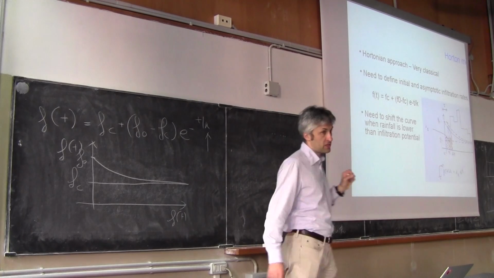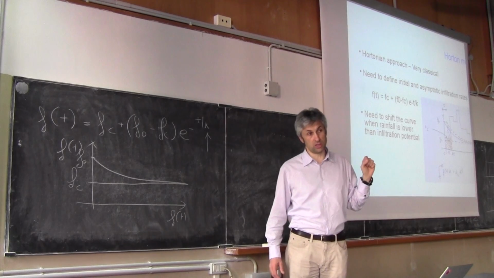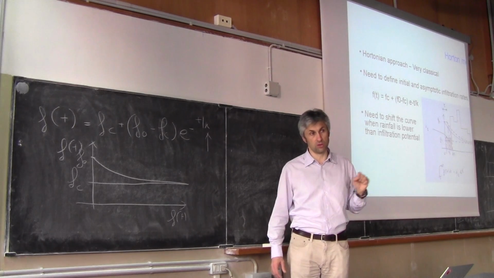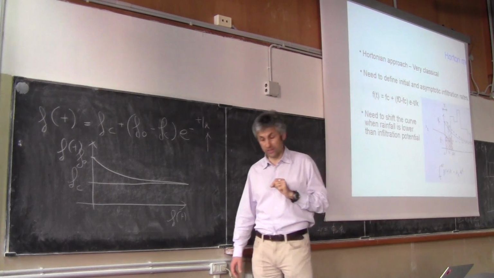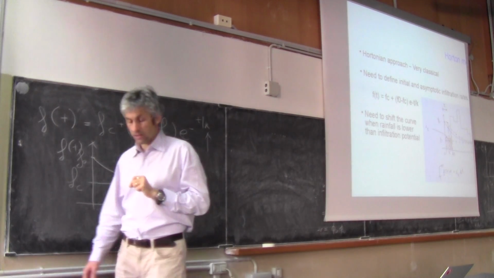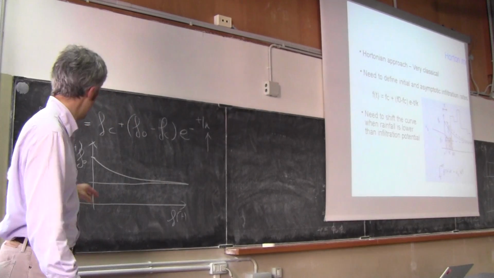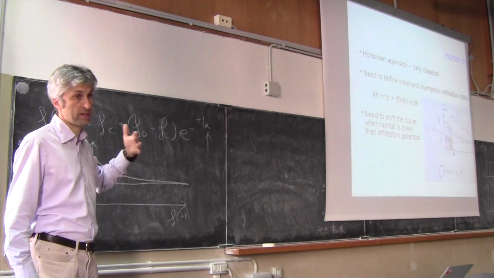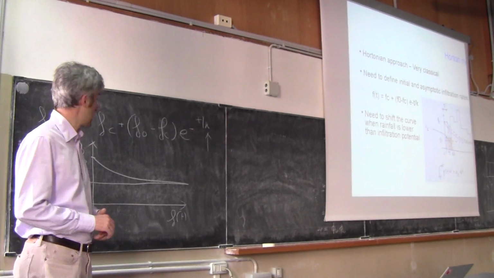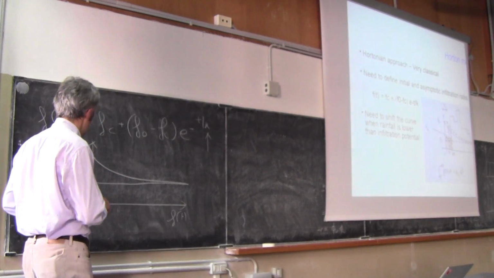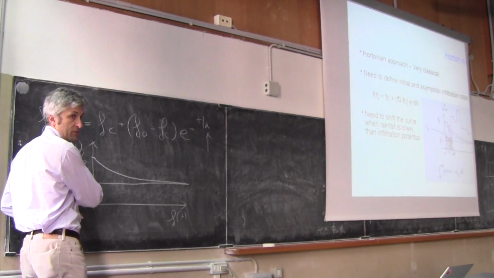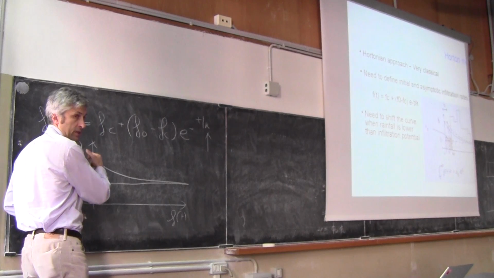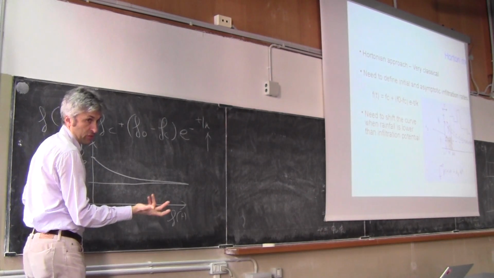But there is an underlying assumption which is not really so explicit in the Horton model. The underlying assumption is that rainfall intensity is always greater than infiltration intensity. Because otherwise it's clear that if you have rainfall which is less than F0, you can get a value of infiltration that is greater than rainfall.